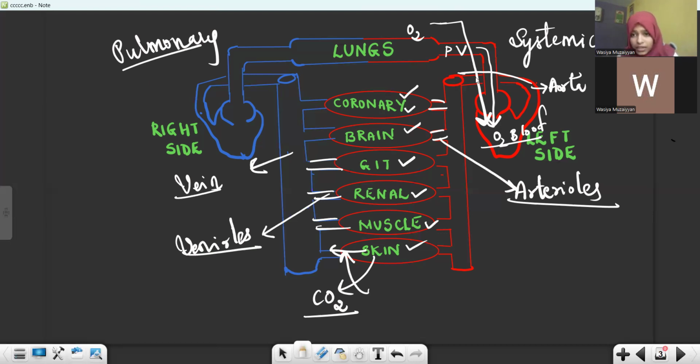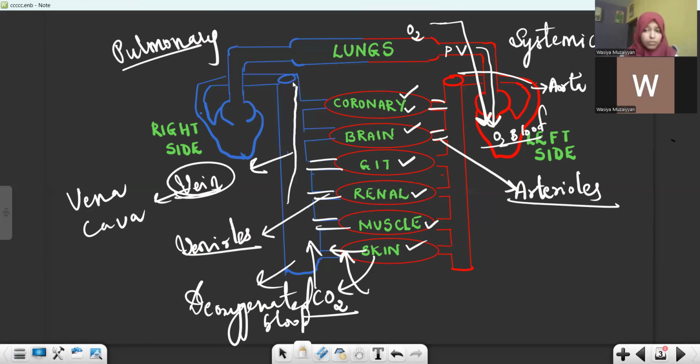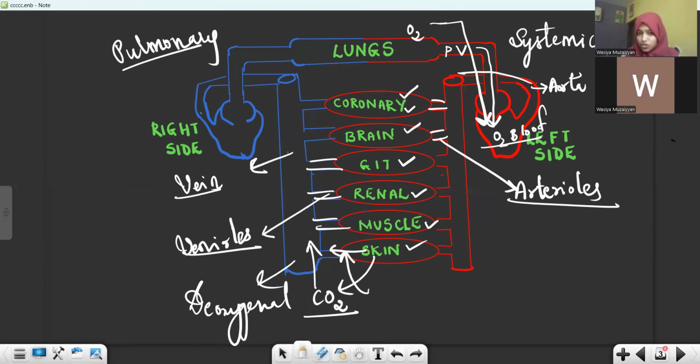So small structures connected to the aorta are called arterioles. In the same way, small branch-like structures connected with the vein are called venules. Now we know that deoxygenated blood passes via the vein. Which vein is that? I just told you, the vena cava. The vena cava carries the deoxygenated blood.